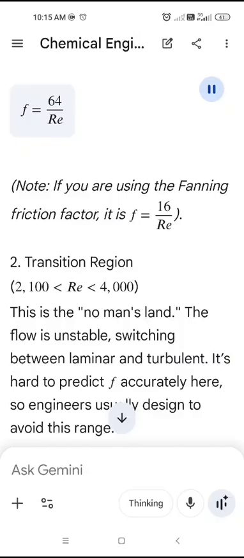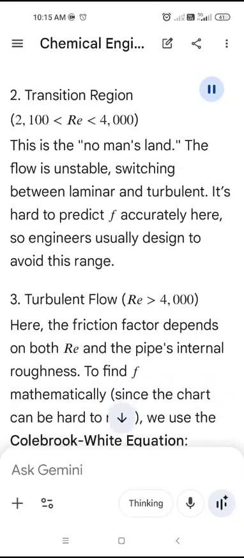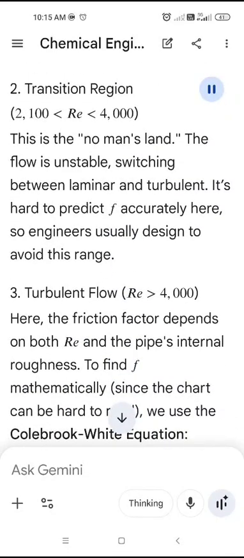2. Transition region, 2100 less than Re less than 4000. This is the no man's land. The flow is unstable, switching between laminar and turbulent. It's hard to predict f accurately here, so engineers usually design to avoid this range.